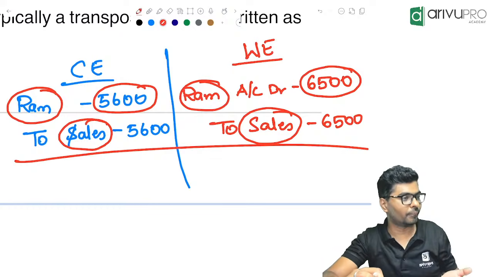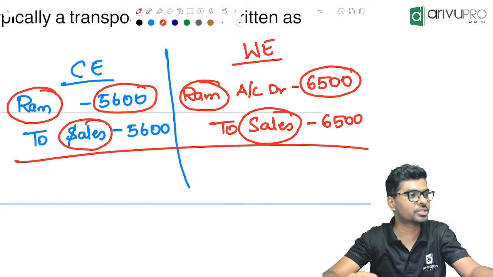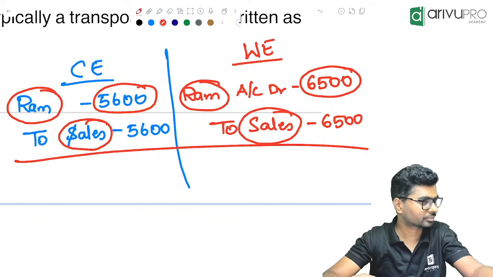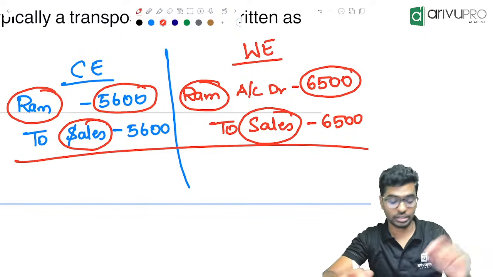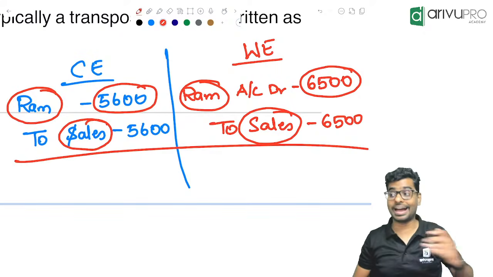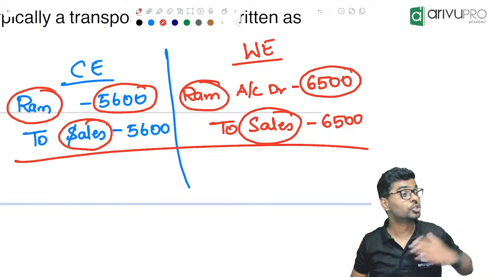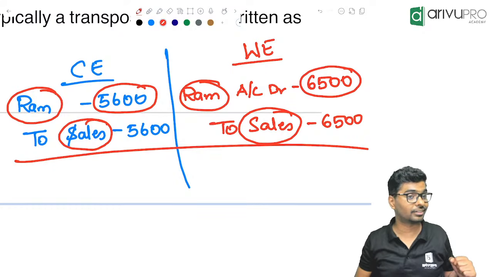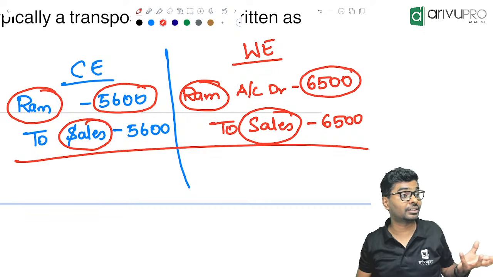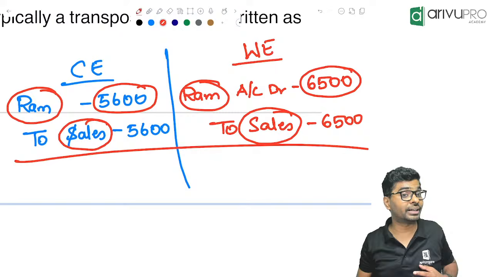You have given 900 more. You have to reduce that 900. How do you reduce it? Do the opposite. Did you understand? Again, I should have debited 5,600, but instead I debited 6,500. So what did Ram end up getting?